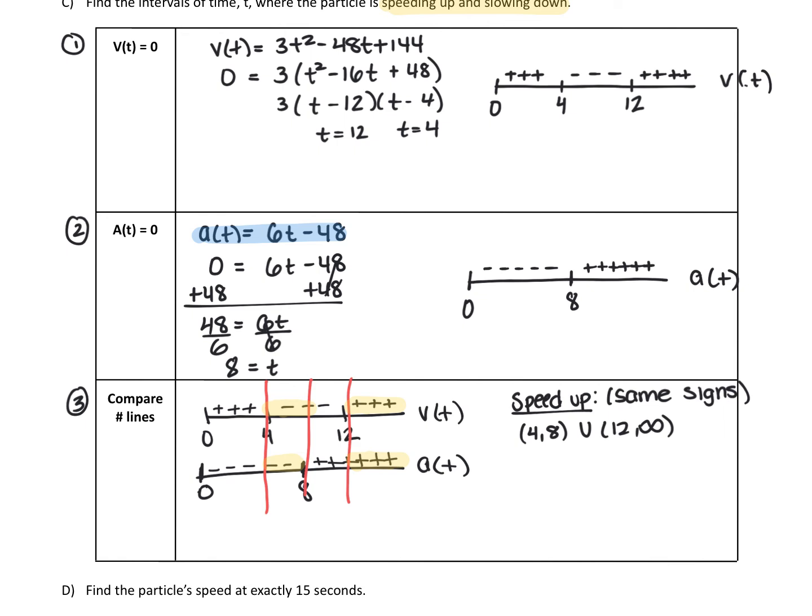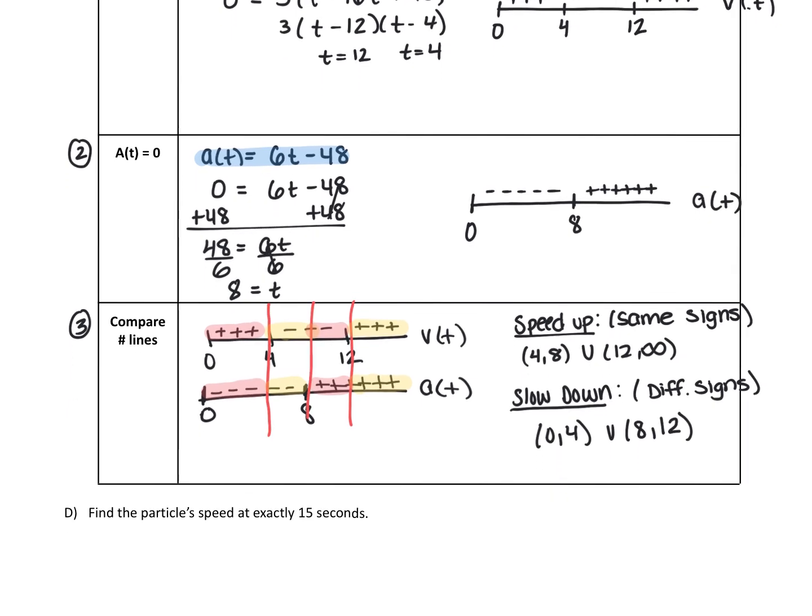And now I'm looking for where it's going to slow down. Slowing down is where the signs will be different. So the signs are different here and they're different here. So we can say that we will slow down when the signs are different, or opposite. So we have from 0 to 4 and then from 8 to 12. So 0 to 4, union 8 to 12. All right, so that's it. Those are my answers for speed up and slow down.